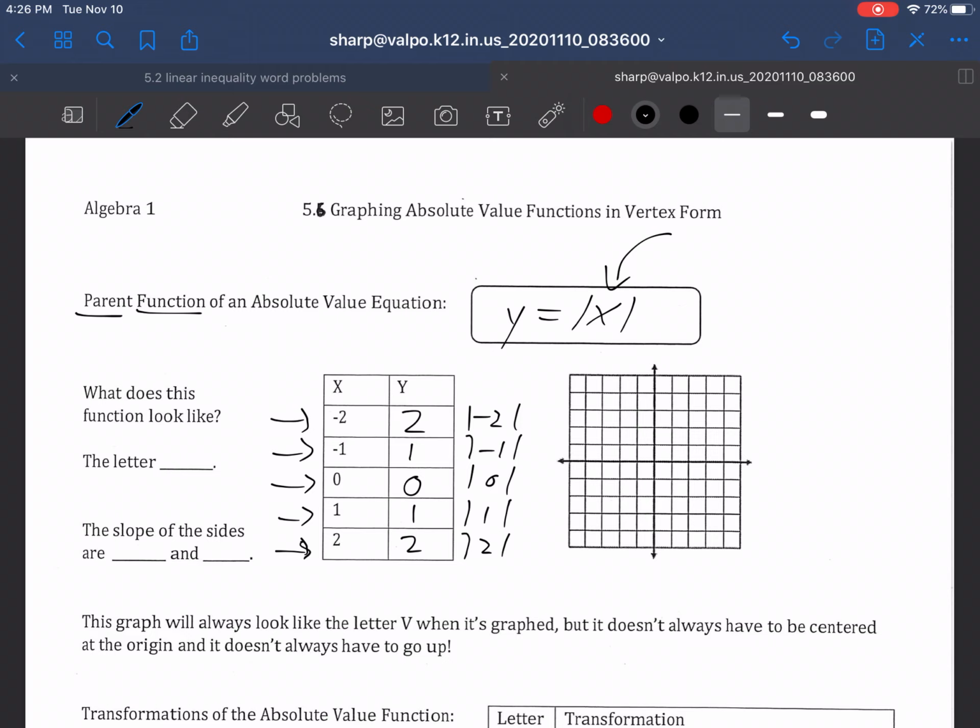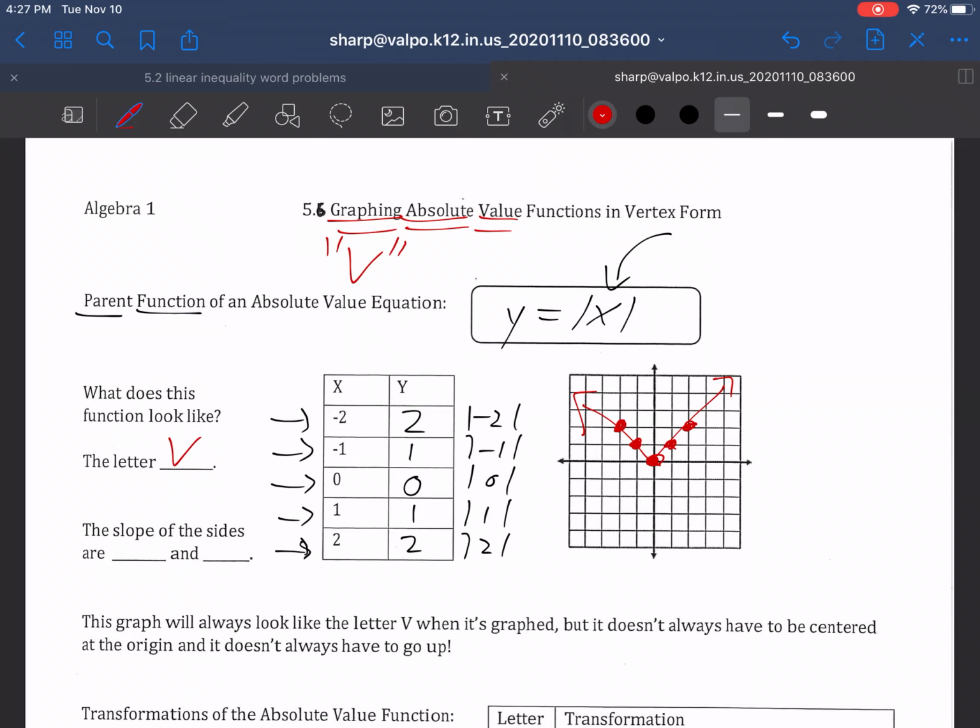So if you were to plot these points on your coordinate plane, (-2, 2) would be here, (-1, 1) is here, (0, 0) is here, (1, 1) is here, and (2, 2) is here, right? So what you're going to see if you create this graph is it's basically going to make the letter V. That's a very important thing for us to understand, because whenever I graph an absolute value function, it should always make the letter V.